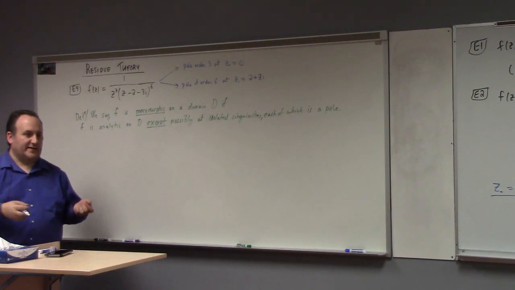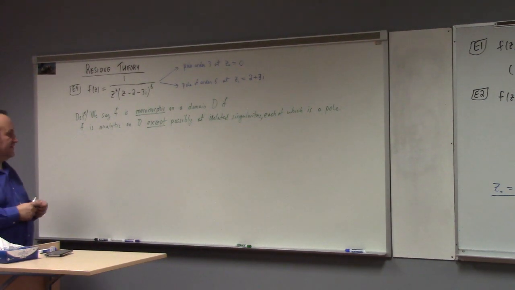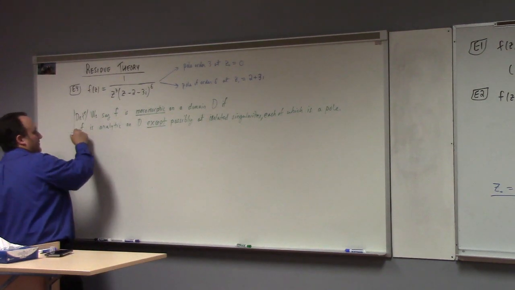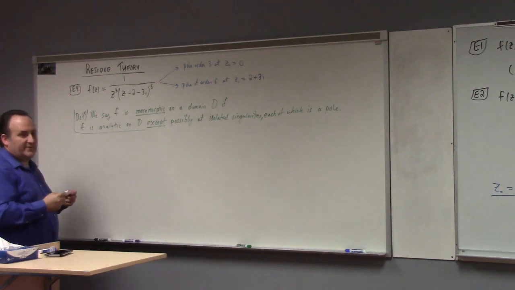To be clear, a pole of finite order. Some people might say an essential singularity is like an infinite pole, but anyway. So this is meromorphic.